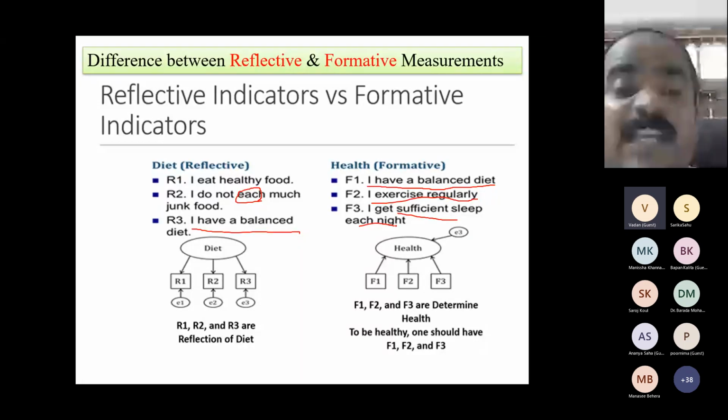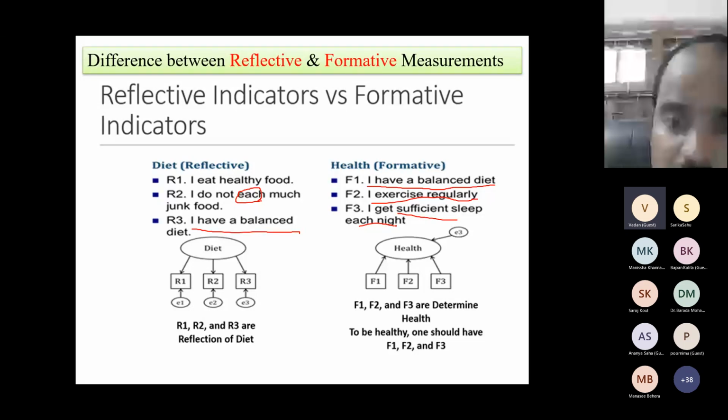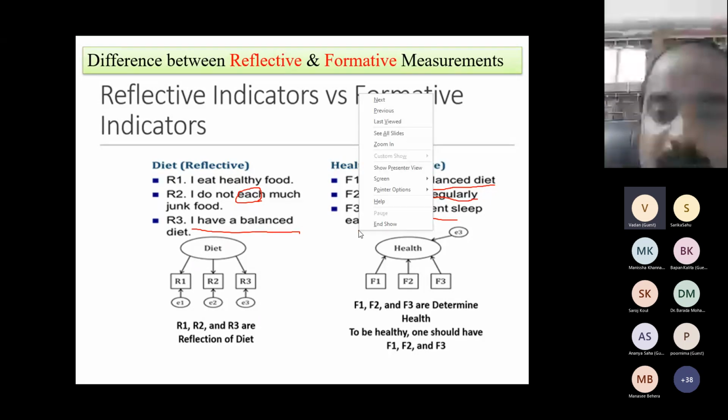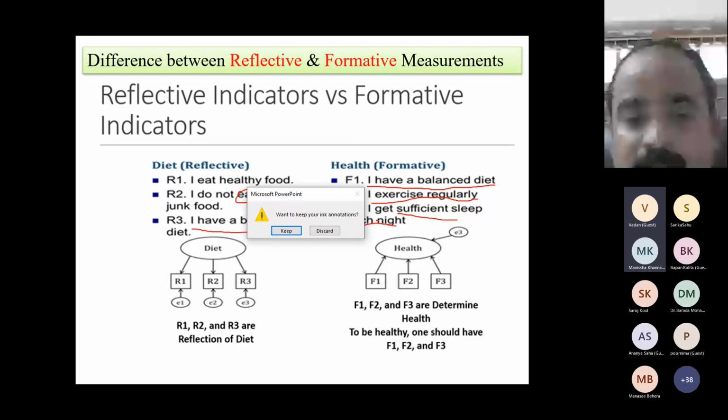I enjoy the teacher's wordings and explanation. It is reflective. Teacher's wordings and explanation make me satisfied or enhance my enjoyment in the classroom. It is formative. I hope you are clear till now regarding formative and reflective. Yes, sir.